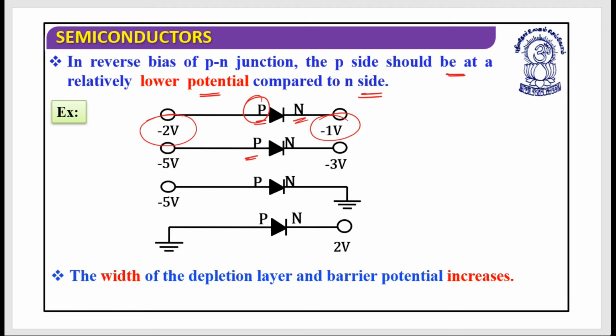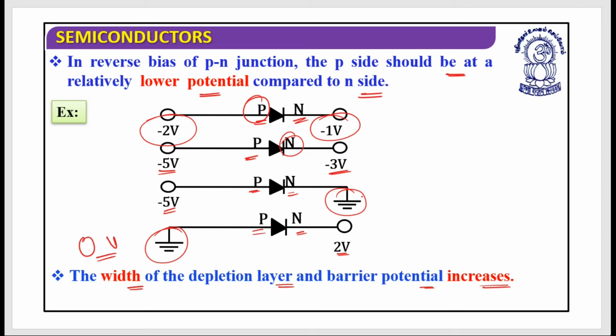In the second case, the p-type material is at minus 5 volt and the n-type is at minus 3 volt. Here the p-type is at minus 5 volt and the n-type material is at 0 volt. And in this case the p-type material is at ground. When we say ground, it is at 0 voltage. And the n-type material will be at 2 volt. So in this region, the width of the depletion layer and the barrier potential increase, as we have discussed in that diagram.